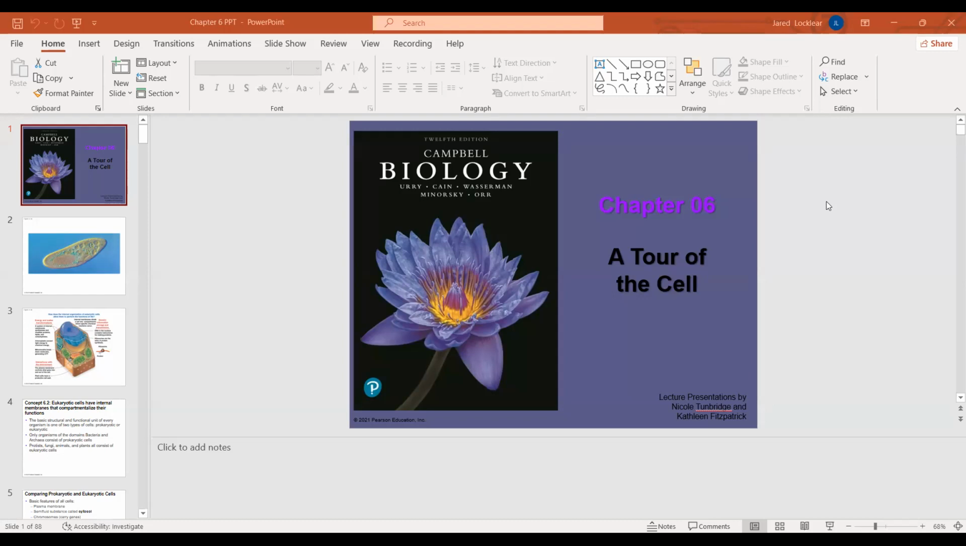Now, this chapter may be a review for many people because one of the things that is foundational to the study of biology is learning about the cell. So the cell is something that is taught to many students in their grade school education.